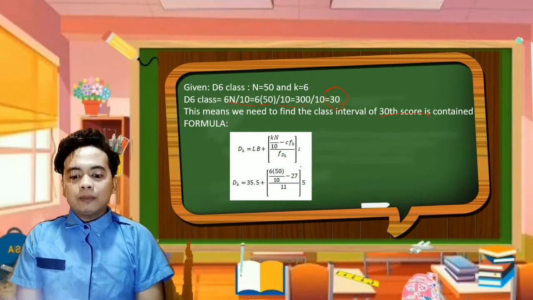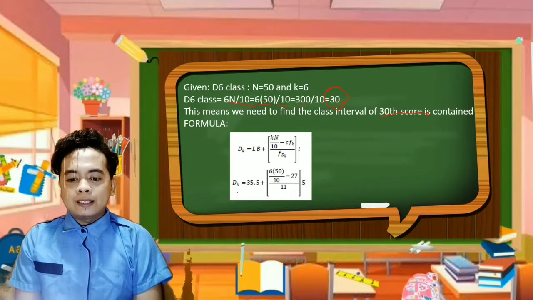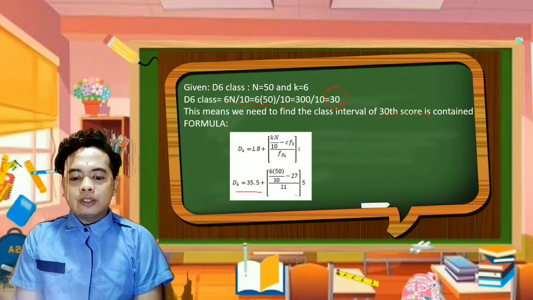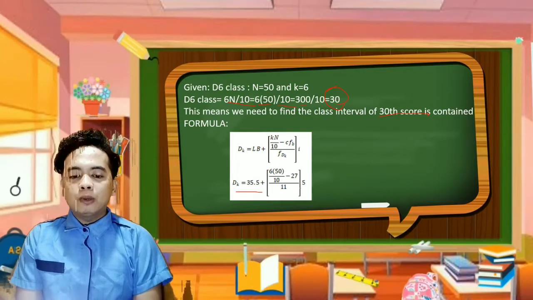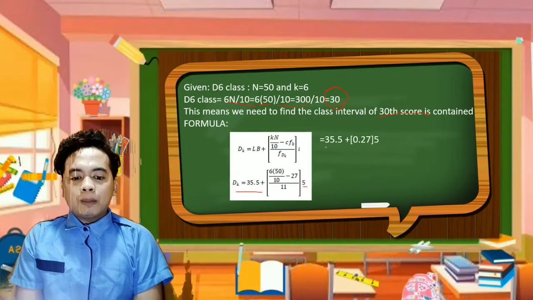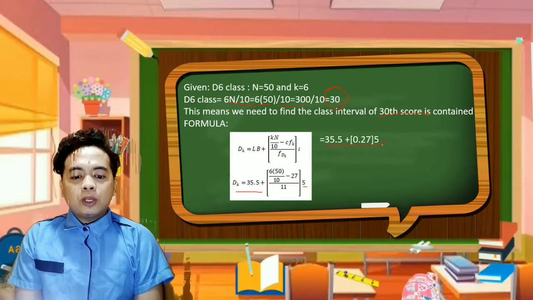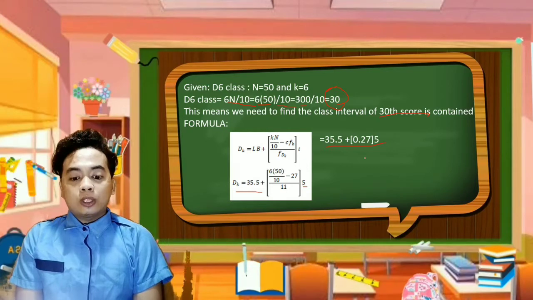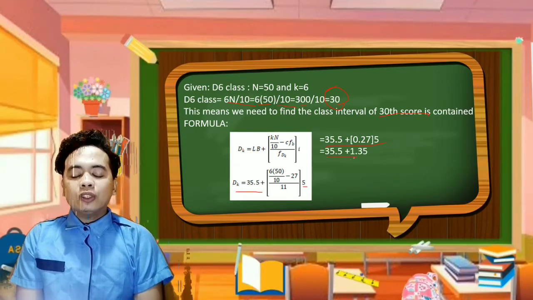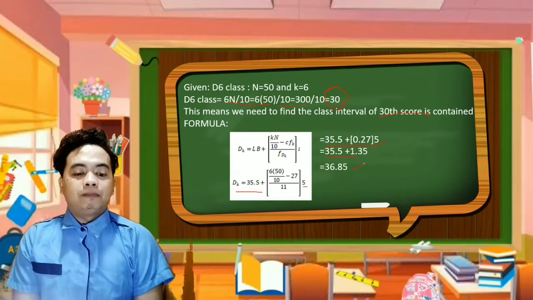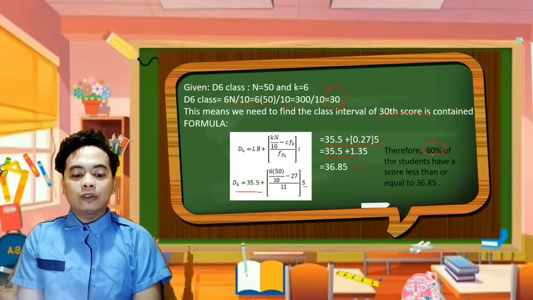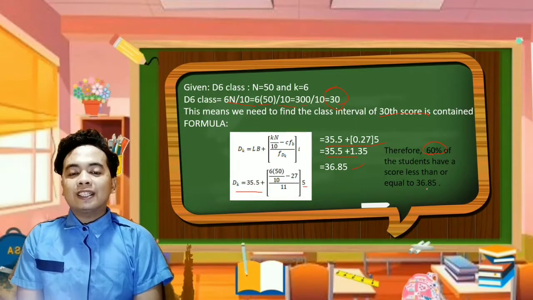Using the formula, Dk is equal to 35.5 plus the quantity of 6 times 50 over 10 minus 27 over 11 multiplied by 5, and the total is 35.5 plus 0.27 times 5 is equal to 35.5 plus 1.35 equals 36.85. Therefore, 60% of the students scored less than or equal to 36.85.